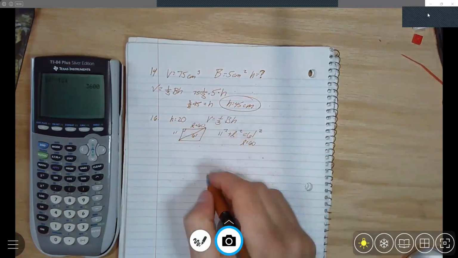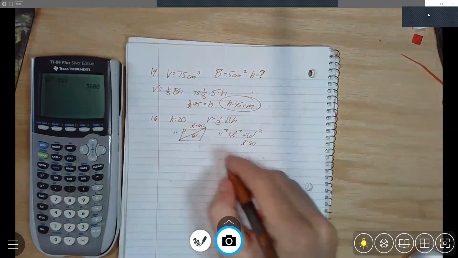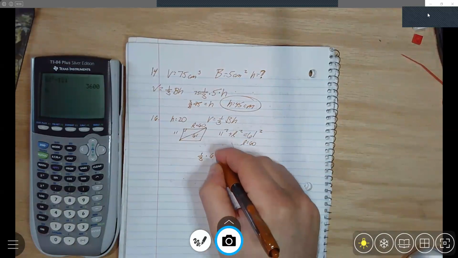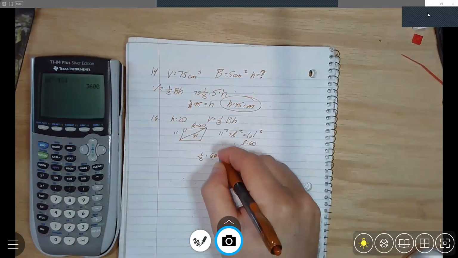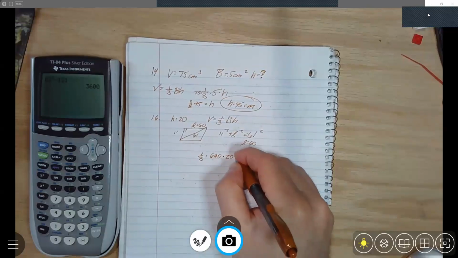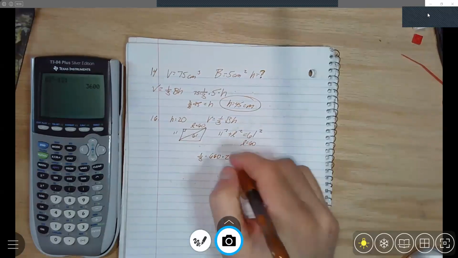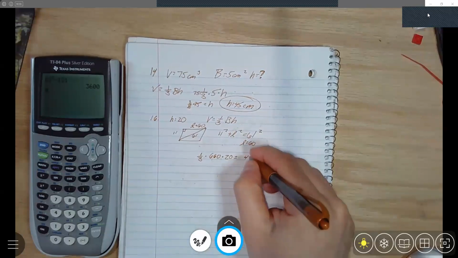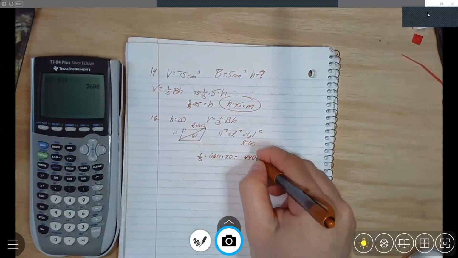Okay, so area of the base is going to be 60 times 11, so that's 660. So 1/3 times 660, and then the height is 20. So 1/3 of 660 is 220. So this should be 4,400.